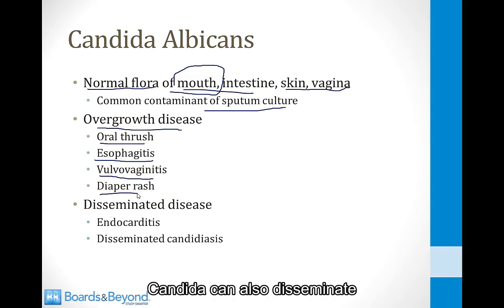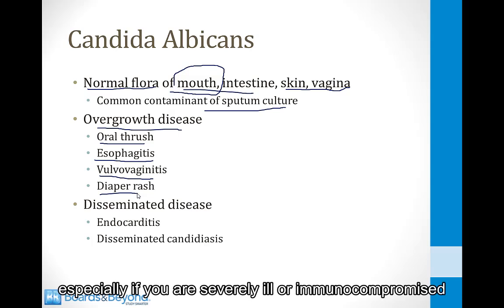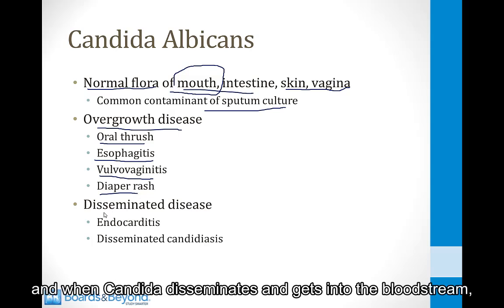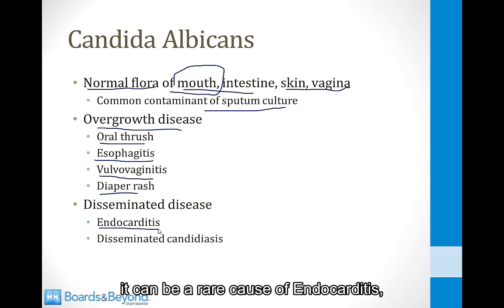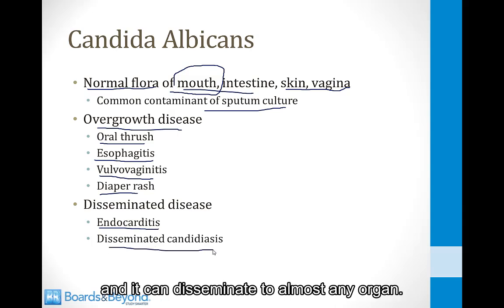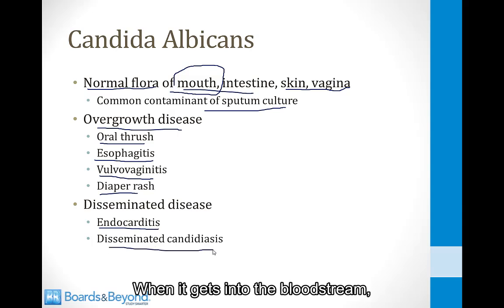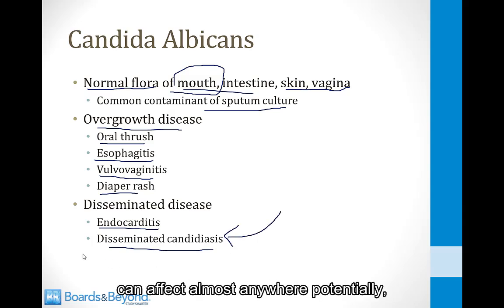Candida can also disseminate, especially if you are severely ill or immunocompromised. When Candida disseminates and gets into the bloodstream, it can be a rare cause of endocarditis, and it can disseminate to almost any organ. This is called candidemia when it gets into the bloodstream, and disseminated candidiasis can potentially affect almost anywhere.